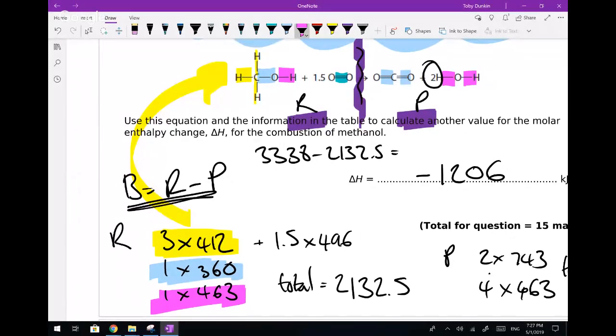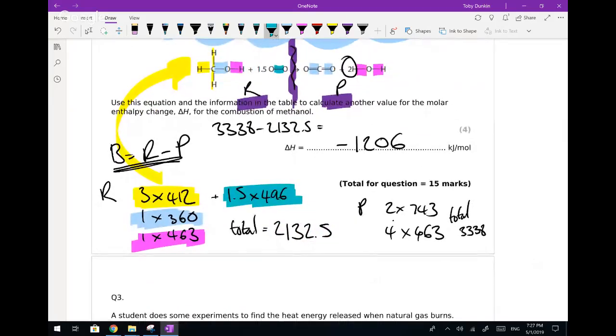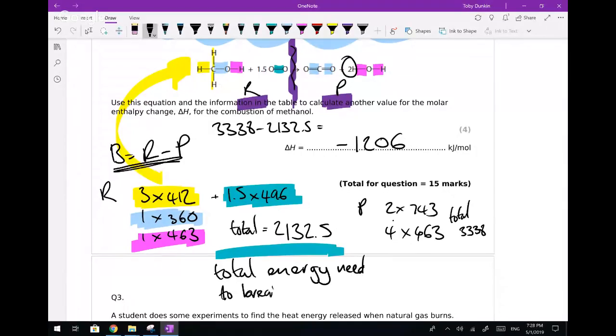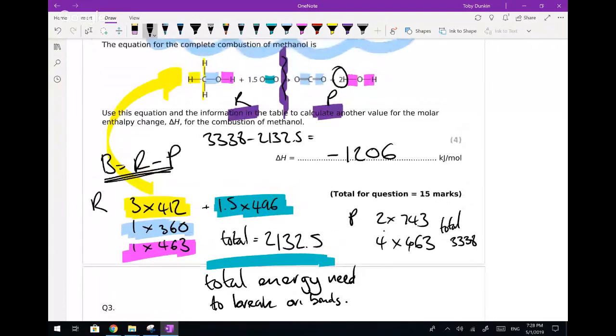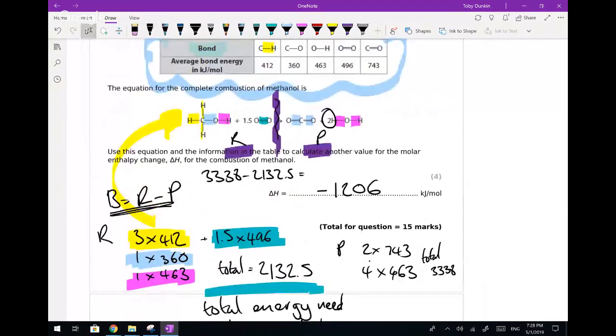And then, of course, I had my oxygen bonds, being that I have 1.5 of the oxygen bonds. And I multiplied them all up and added them all together. So I got a total for the energy required to break. This is the total energy needed to break the original bonds. Right, once I've worked out the amount of energy I'm going to have to input, the next thing is how much energy am I going to get out?